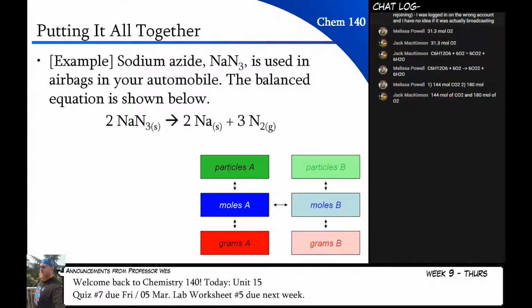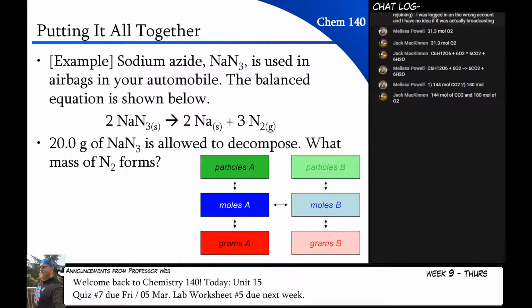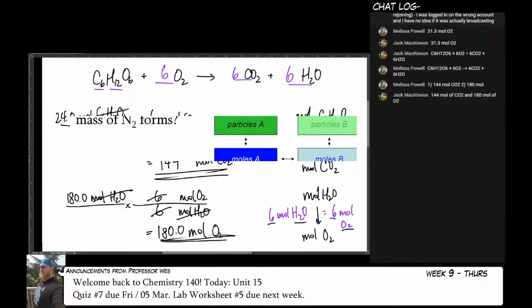So what we want to do for this specific example here is I'm going to put 20 grams of sodium azide into a reaction vessel just as a test reaction to see how much nitrogen I generate. What mass of nitrogen is formed? So let's do this problem together. And then I'll have you do the next one.